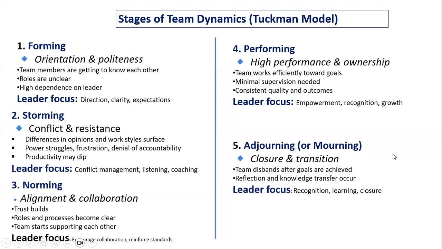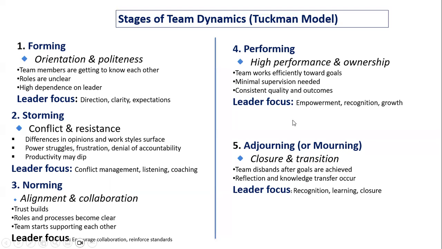And the performing. The next stage is called the performing stage. There's high performance and then ownership. See, whether you are there or not, they will take the responsibility and then they will do their performance. So high performance team, okay? So here, when they form, they will give a negative impression. Here they set the ground level. Now they started doing a performance, right? Team works efficiently towards the goal. Minimal supervision is needed. Consistent quality and outcome.